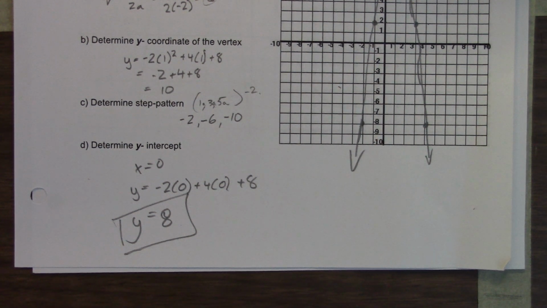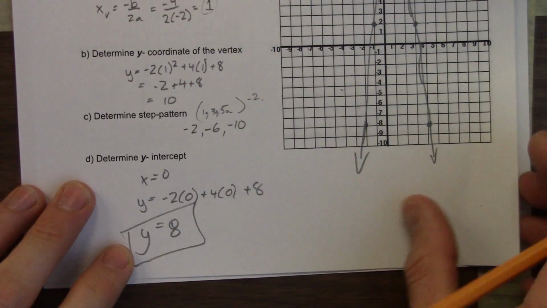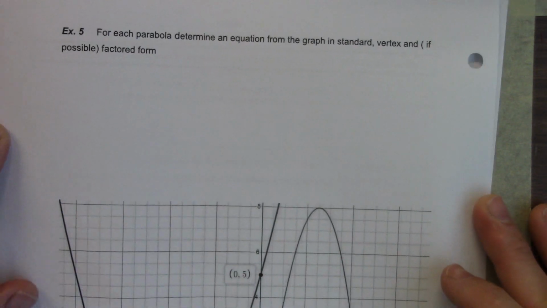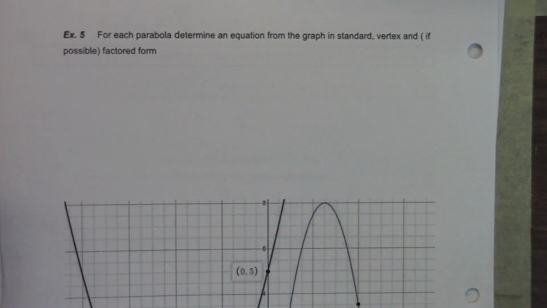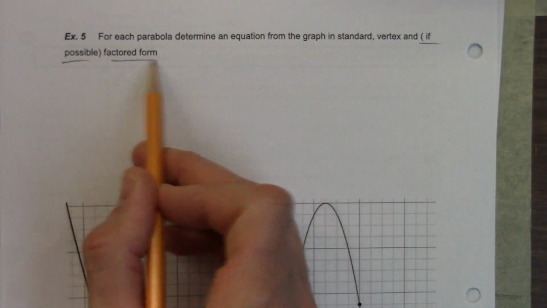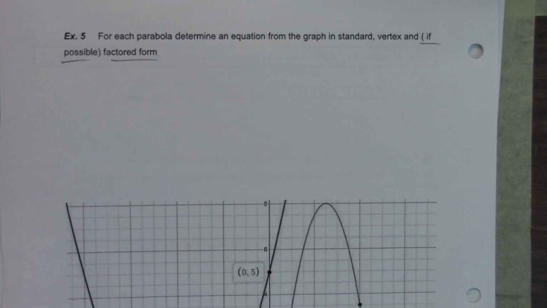Any questions? Okay. Example 5. For each parabola, determine an equation from the graph in standard, vertex, and, if possible, factored form. So what does it mean, if possible? Why does it only say if possible for factored form? Who can tell me why?